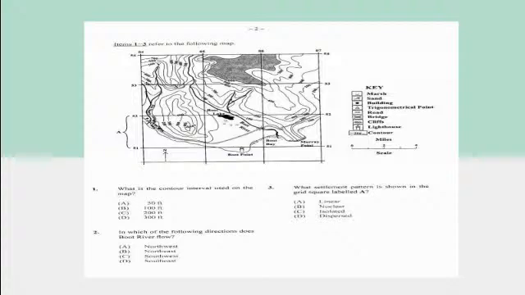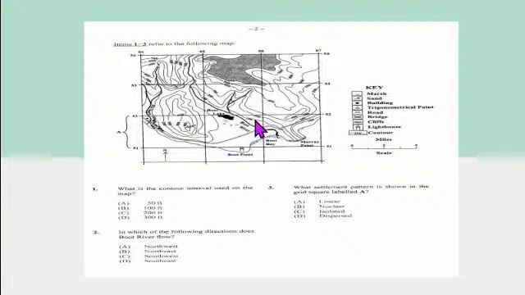For 2, in which of the following directions does Boot River flow? So we have Boot River here. To find out the direction in which a river is flowing, you have to find the mouth. Once you find the mouth, at least you know where the river is ending, so you are able to follow the river to see where the river is coming from. So, Boot River is here.